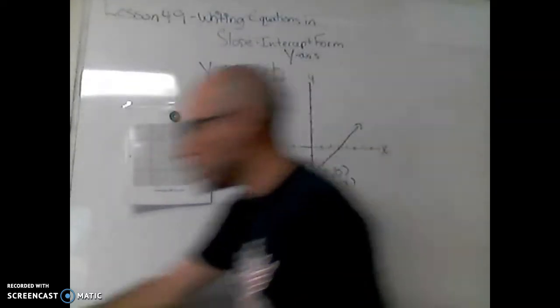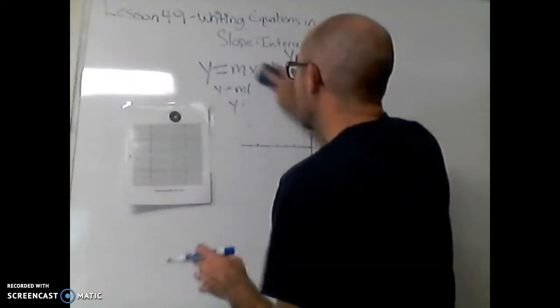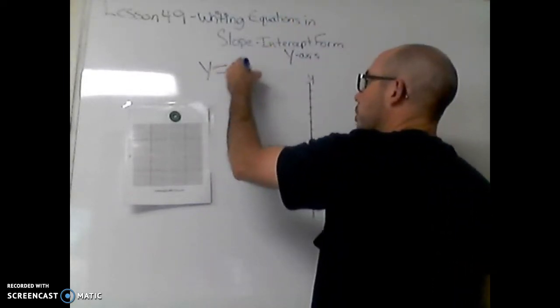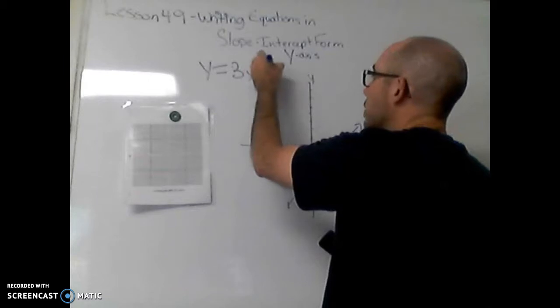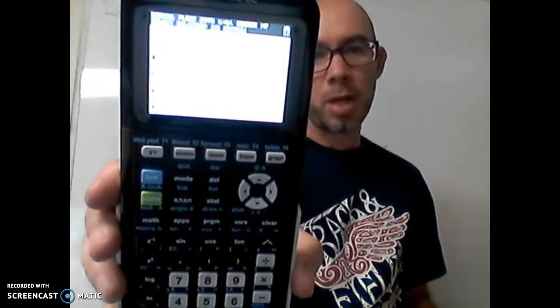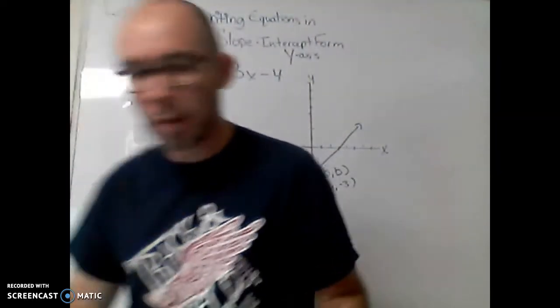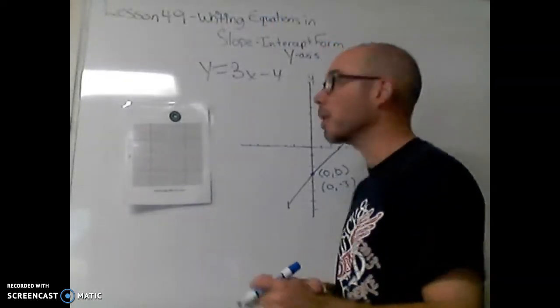Now let's change that equation to something that looks more normal. Let's go with 3x minus 4. This is something that you could plug into this. You just turn it on, and you're going to go to that y equals, and you can enter in 3x minus 4, and hit graph. And you can see it for yourself.